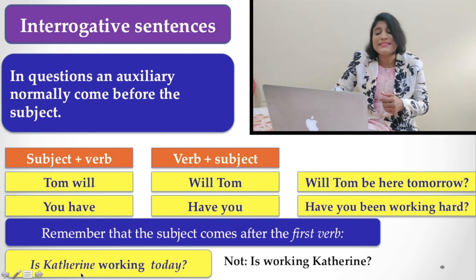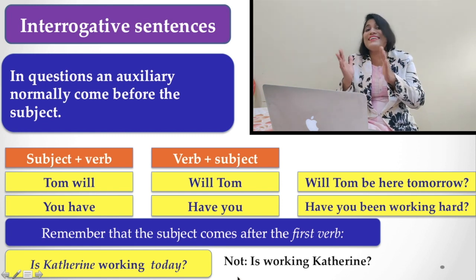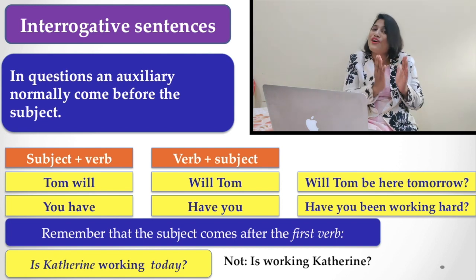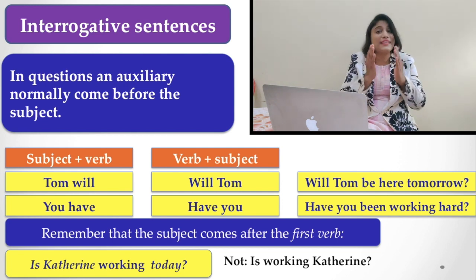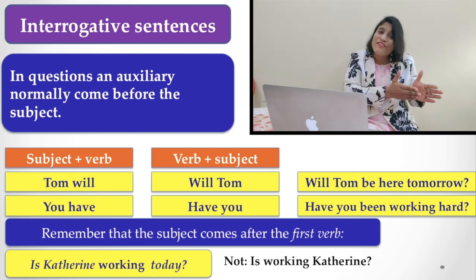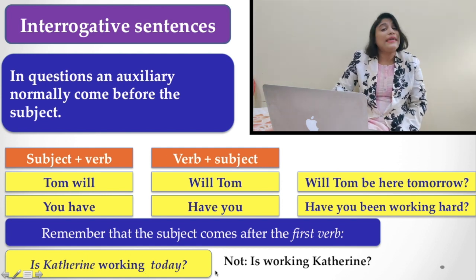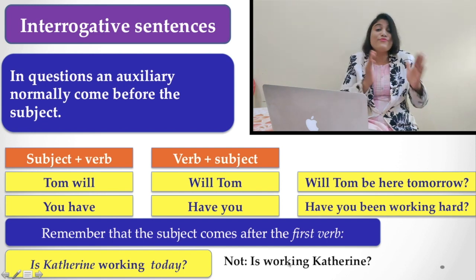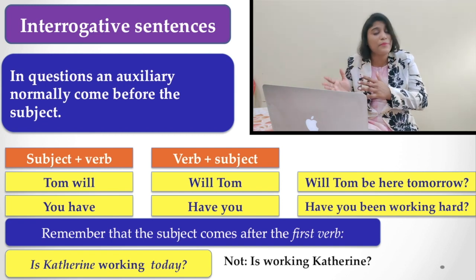Is Catherine walking today? You never say, is walking Catherine today? This is not the proper way of asking a question, because you have to put the subject in between the auxiliary and the main verb. Here you find is an auxiliary be, Catherine the subject, and then the main verb. So you do not say, is walking Catherine. Instead, the correct sentence should be: is Catherine walking today?